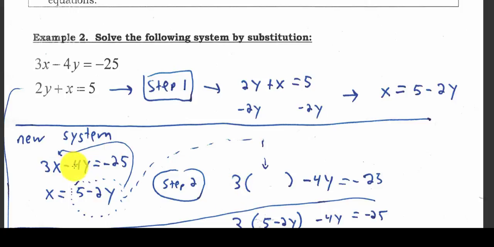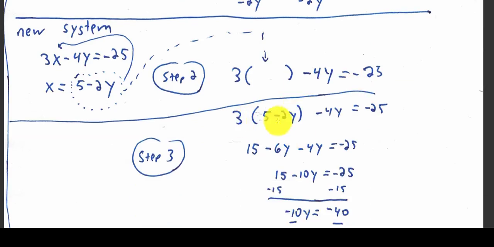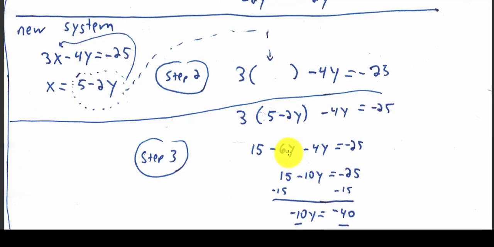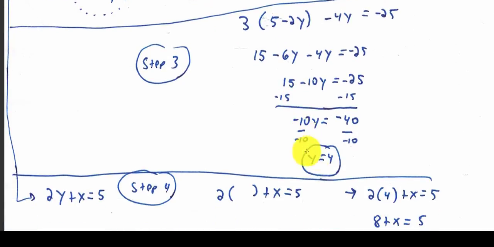So instead of 3x, I just wrote 3 open parentheses, close parentheses, and I'm going to drop what I've just circled into these open parentheses. All right, so you'll notice this is the first equation. I'm replacing the x with everything I've just circled. And you'll notice all of the x's are gone. So when I distribute the 3 and simplify, I end up with y equals 4.